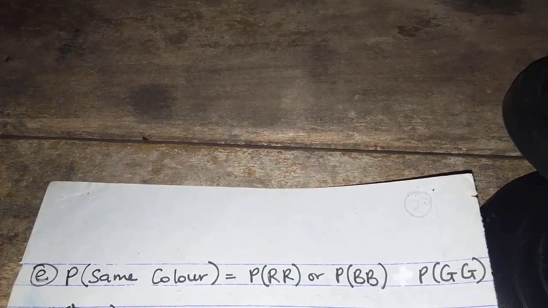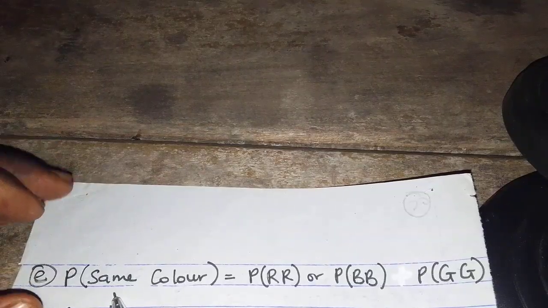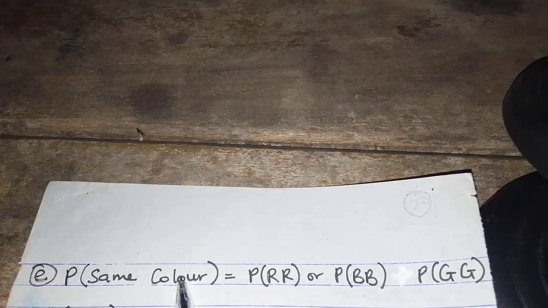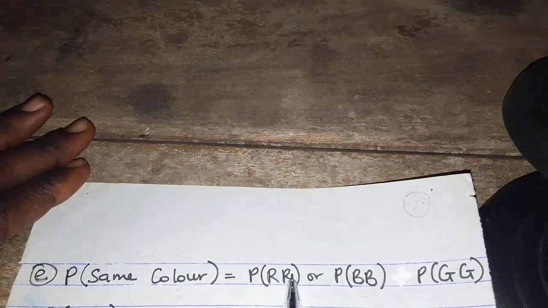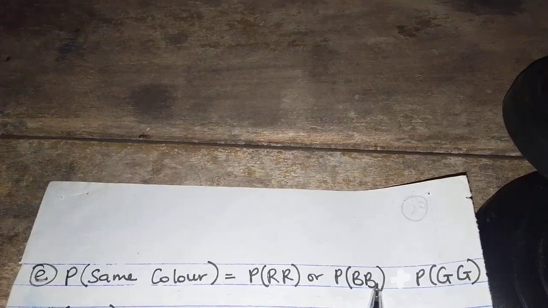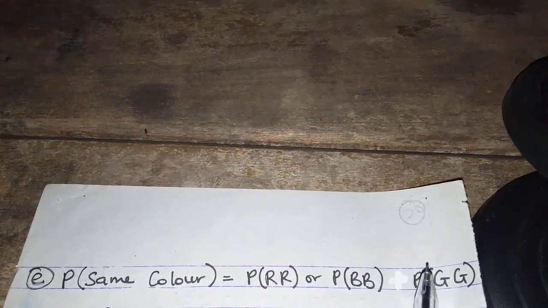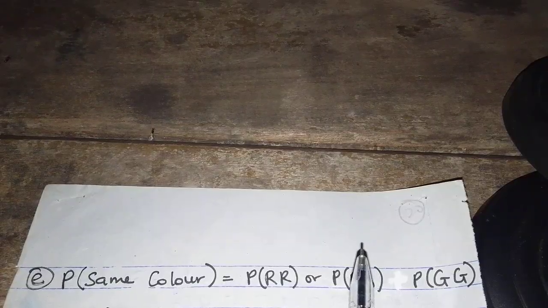the two balls to be of the same color. You realize that to pick them to be of the same color, it can happen in 3 ways. You see that you have the probability of picking red, or the probability of picking blue, or the probability of picking green. So now let's look for their probabilities.